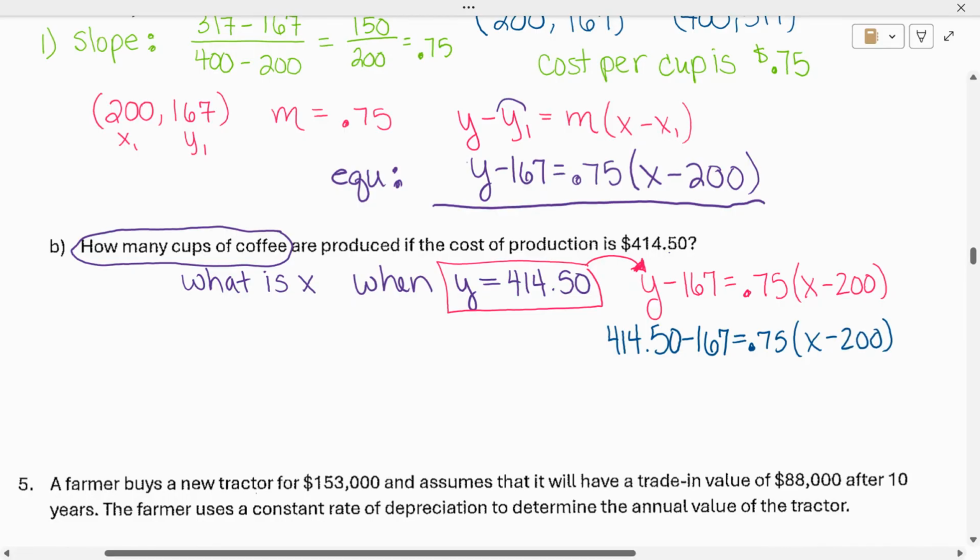We are trying to solve for x. So let's simplify this first. What is $414.50 minus 167? Someone throw that in their calculator and tell me what they get. 247.5. That is exactly what I got.